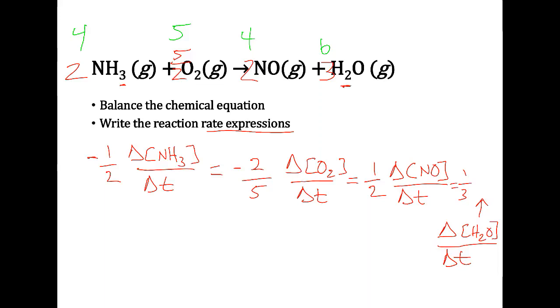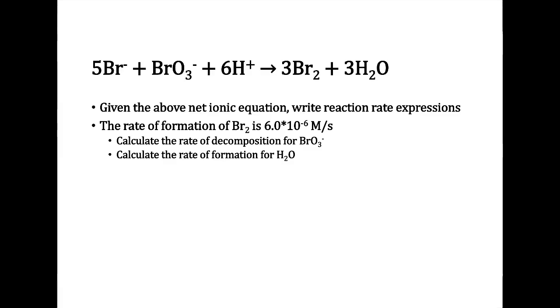The next one that we're going to look at, we're actually given the rate of formation. Here we have the bromide ion plus bromate ion plus the hydrogen ion yields bromine plus water. Hopefully the reaction's already balanced for us. As we look at this, whenever it says the rate of formation of bromine is this, what this actually tells us is that anywhere we have delta Br2 over delta T, we can substitute in 6.0 times 10 to the negative 6 molarity per second.